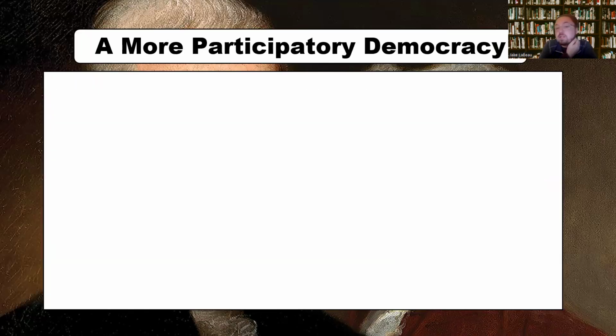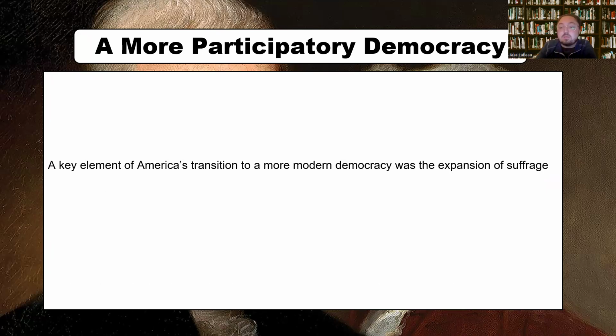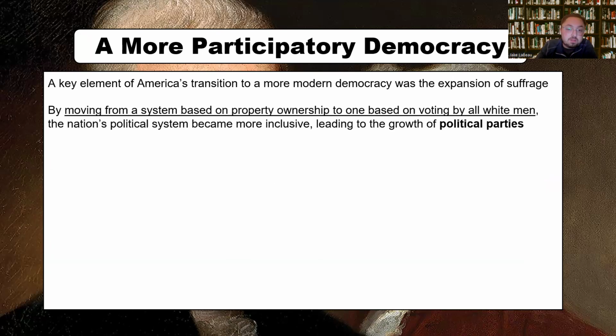So a more participatory democracy is going to allow for some expansion of suffrage. A key element of Americans' transition to a more modern democracy was the expansion of suffrage, moving from a system based on property ownership to one based on voting for all white men. Originally you had to own property and be a white man to vote. Those were the conditions. Now we're moving in a positive direction, slow but positive. Now all white men can vote. And this is important. I know some people might think, well, now it's just white men. Well, we have to set a forward direction.